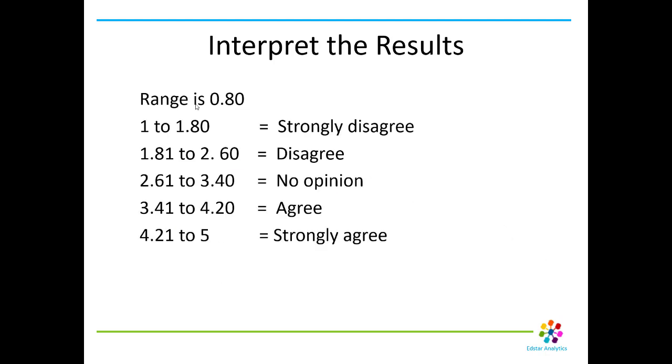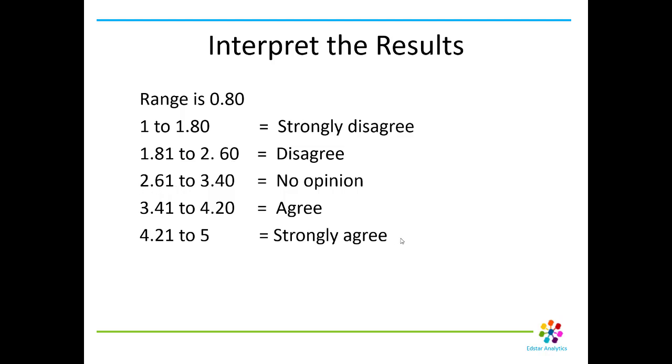So to interpret the results, we know that the length of each interval for where our mean falls is 0.80. So from 1 to 1.80, if it falls within there, we're going to interpret it as strongly disagree. And then if you add 0.80 to the end of this, you get 2.60. So we know from 1.81 to 2.60, if our mean falls in that range, we interpret it as disagree. And then once again, add 0.80 to 2.60 for the end of the next interval. And see, for the end of each interval, it's the one before it plus 0.80. And then the interval starts where the other one left off.